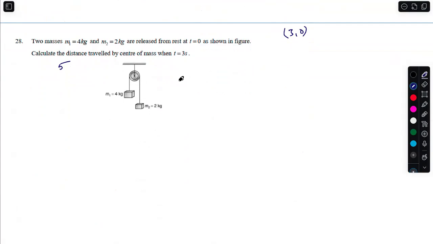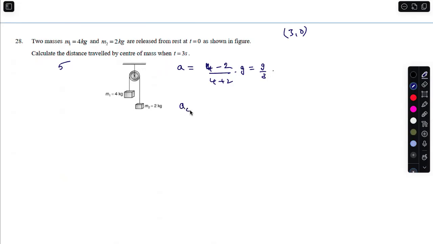The first thing we need to find is the acceleration of the system. It is (4 minus 2) by (4 plus 2) times g. This becomes 2 by 6, so g by 3 downwards.